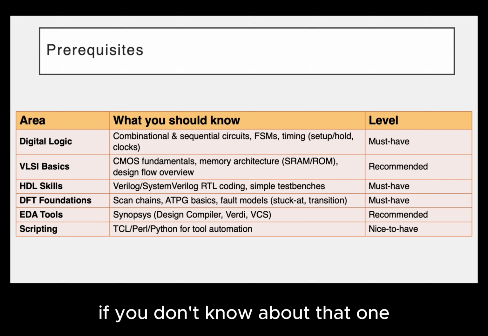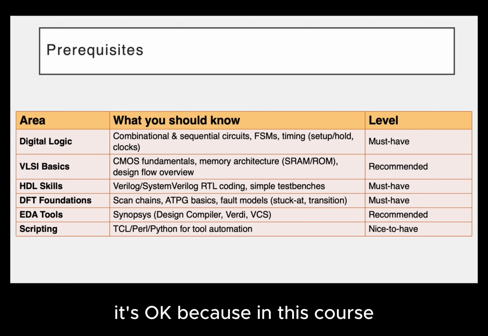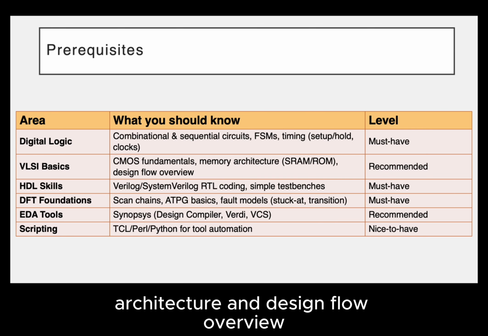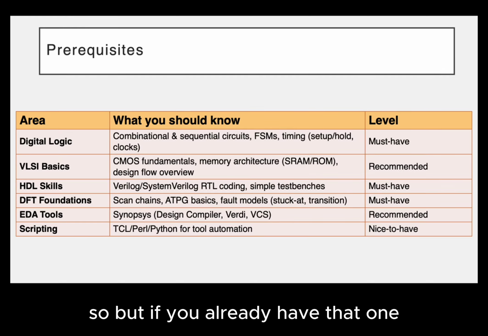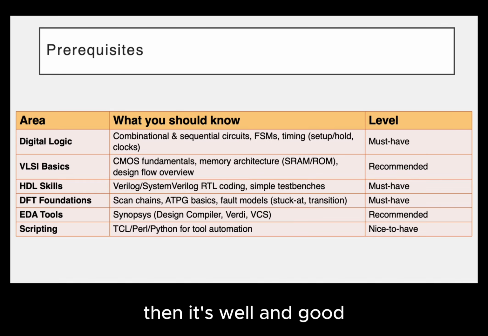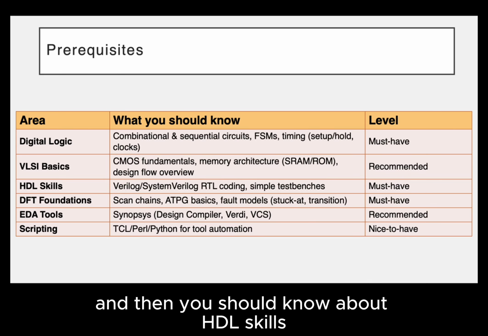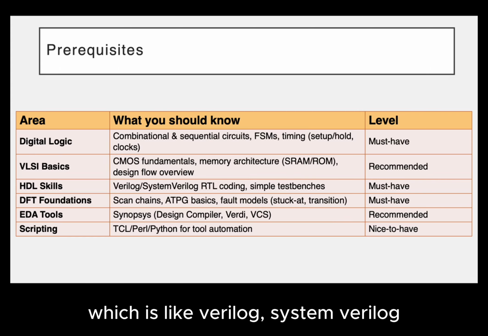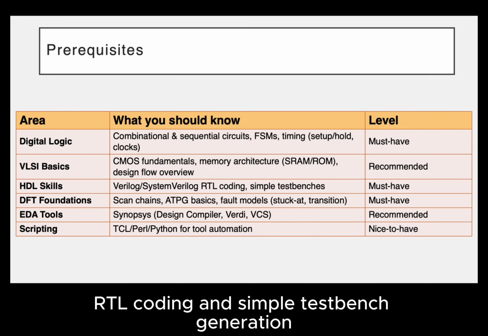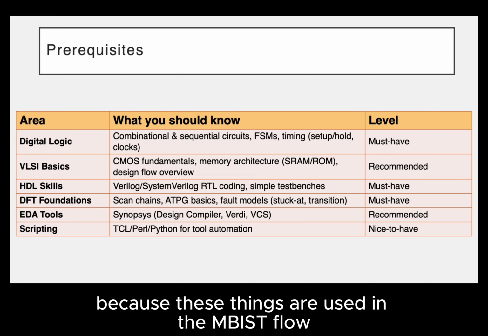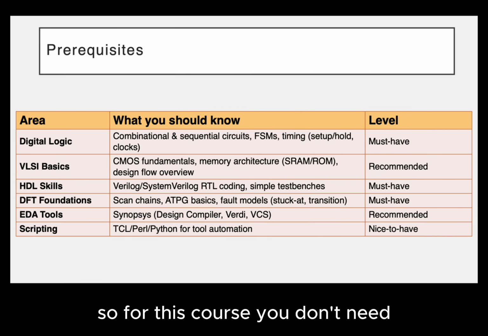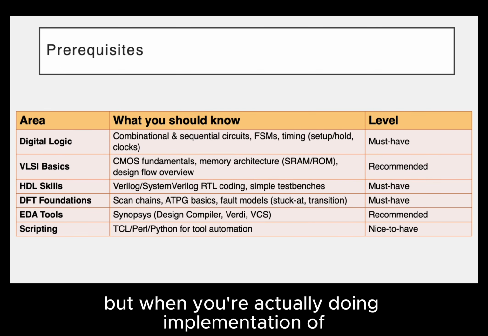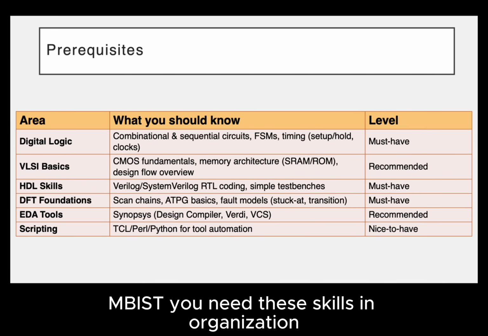If you know that, it is good. If you don't know about that, it's okay, because in this course I'm also going to talk about memory architecture and design flow overview. But if you already have that, then it's well and good. And then you should know about HDL skills, like Verilog, SystemVerilog, RTL coding, and simple testbench generation, because these things are used in the MBIST flow. For this course you don't need them, but when you're actually doing implementation of MBIST in an organization, you need these skills.